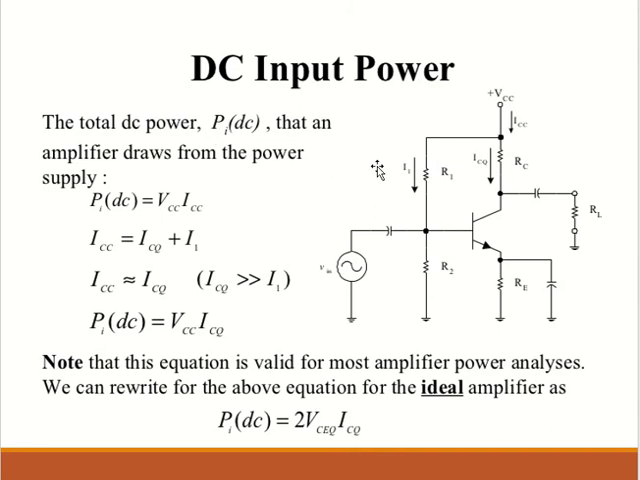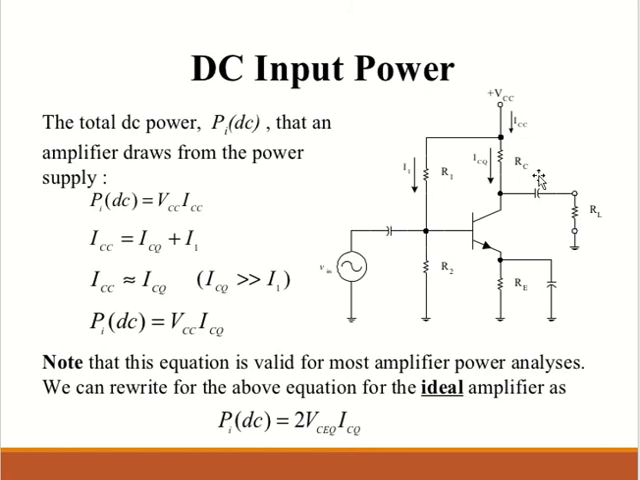So the total DC power at the input will be given as VCC multiplied by ICC. ICC is the current drawn from the VCC. Here ICC is divided into two currents, I1 plus ICQ. ICQ current passes through the collector resistance RC, and I1 passes through R1.